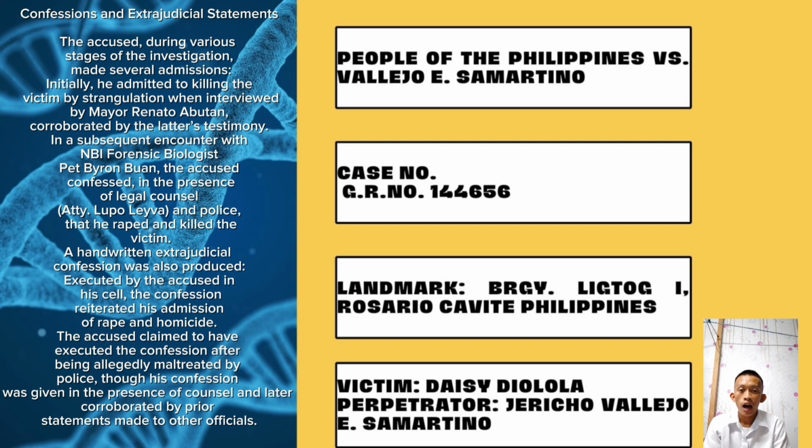Executed by the accused in his cell, the confession reiterated his admission of rape and homicide. The accused claimed to have executed the confession after being allegedly maltreated by police, though his confession was given in the presence of counsel and later corroborated by prior statements made to other officials.